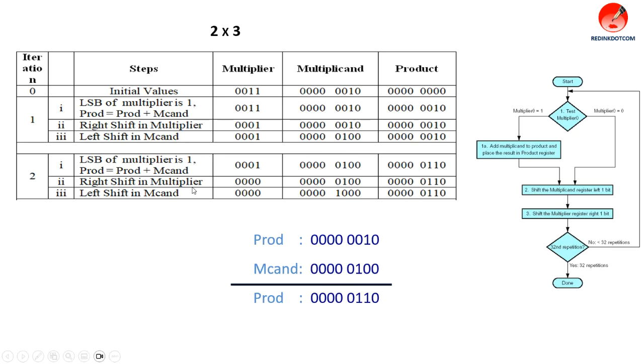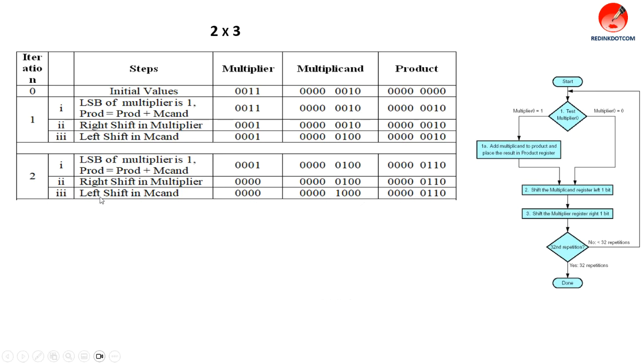First I right shift the multiplier. Multiplier right shift means this one is sent out. The remaining values are 0. Then you write the same value as in the previous one. Then left shift of the multiplicand. This is the multiplicand. You do the left shift. You write the remaining values as they are. So the second step is over. Then you can repeat this process again.